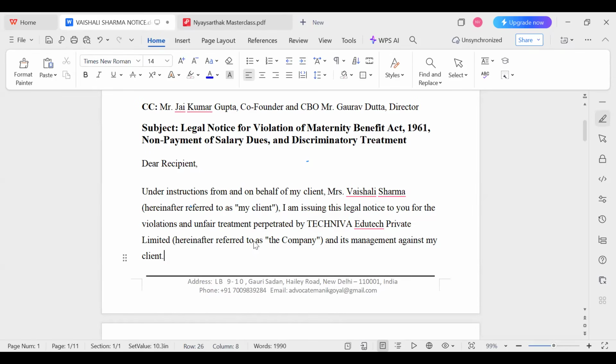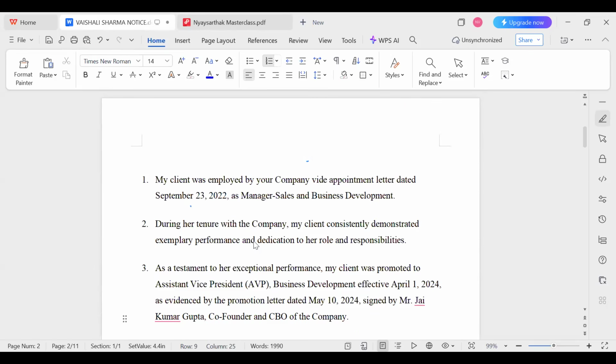After that, legal notices are generally so easy that you have to write only facts. I have started with this: my client was employed by your company by appointment letter dated September 23, 2022, because our client was hired in 2022. So you have to give context to this case, that my client was hired on which position, and as I have said, as manager sales and business development.